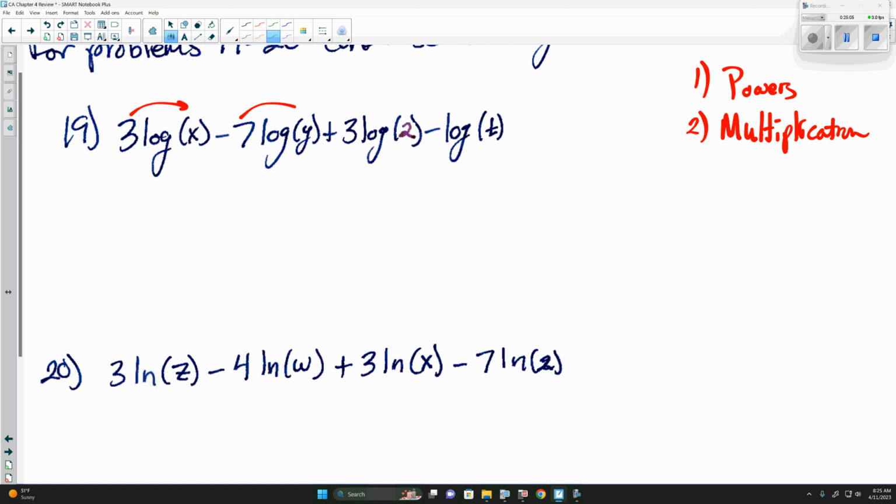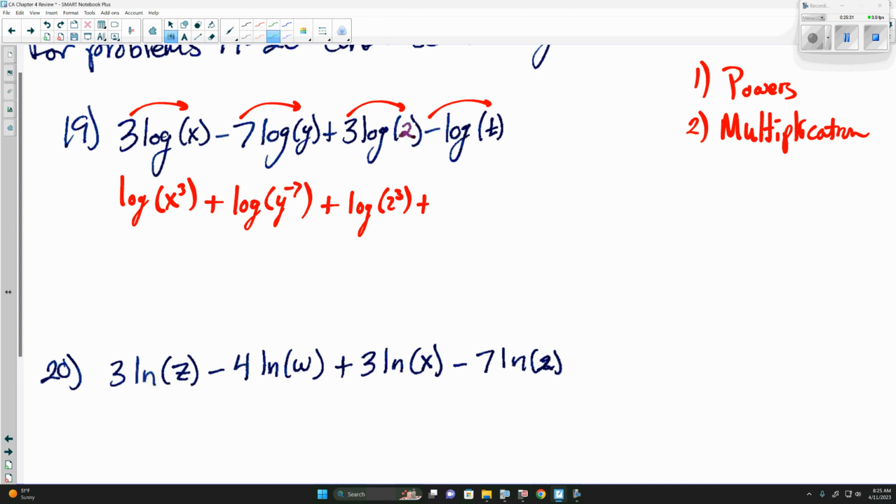So when we look at this here, we take the exponents for all these here and the negative signs. So for our first one, we'd have log of x to the third. Plus, since we take the negative with it, we'll have log of y to the negative 7th. Plus, here we bring the 3, log of 2 to the third. And last, we have plus log of t to the negative 1.